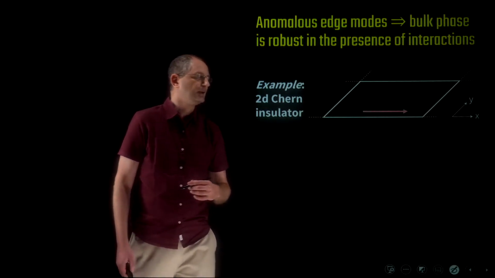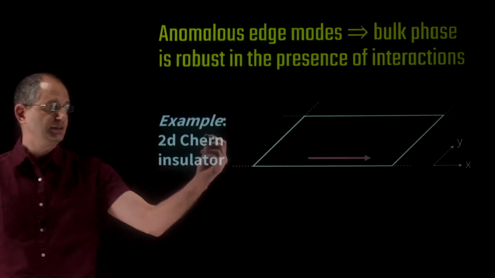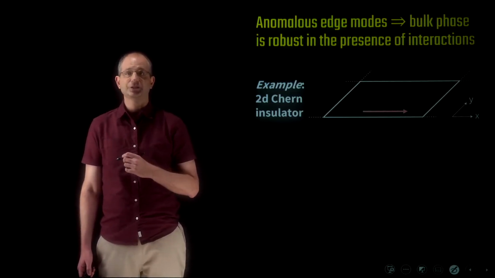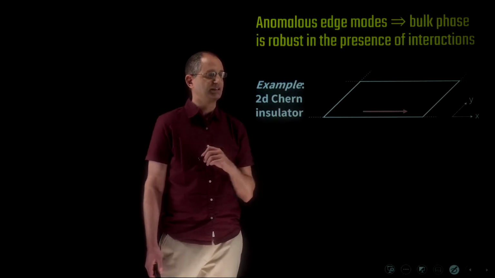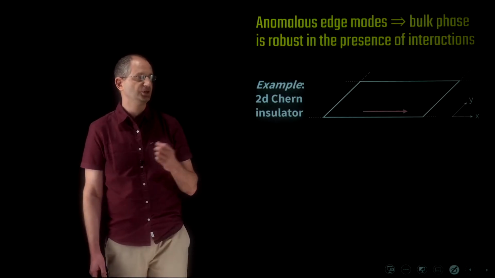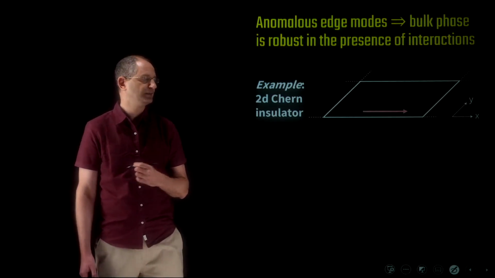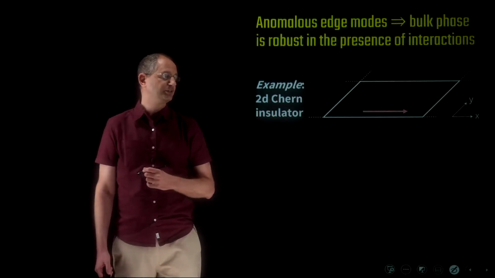Okay, now we want to argue that this by itself already implies that the Chern insulator is actually protected even in the presence of interactions. We cannot, by turning on interactions, go adiabatically from a Chern insulator that has a non-zero bulk Chern number to a trivial insulator that has zero bulk Chern number. Okay, and the argument is very simple. It's again a proof by contradiction.